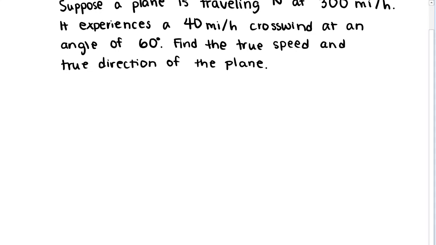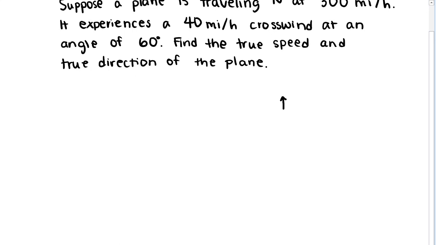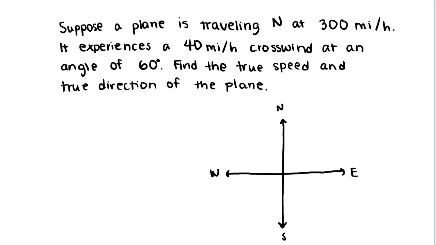So here, if we draw a coordinate plane, the axes can represent the different directions possible, like north, south, east, and west, the directions we might see on a compass. And this plane that's traveling north at 300 miles per hour can be represented by a vector.